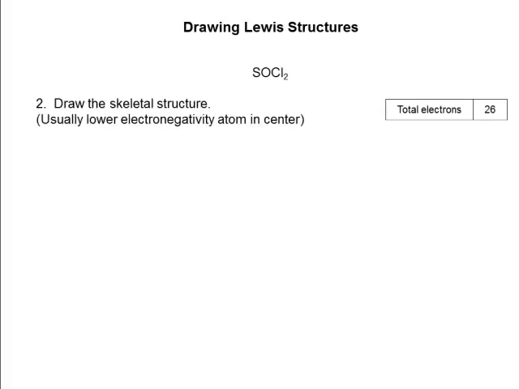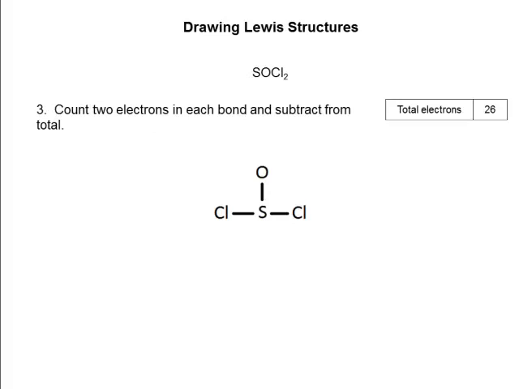Next, I'm going to draw the skeletal structure. Usually we want the lower electronegativity atom in the center. Well, sulfur in this case is going to be the central atom. So sulfur is the central atom, oxygen, chlorine, chlorine are surrounding it, so I have 3 bonds around there. So now I count 2 electrons in each bond and subtract from the total. So I've got 3 bonds, which means I have 6 electrons, so 26 minus 6 leaves me with 20 left.